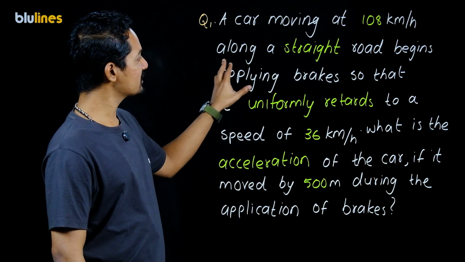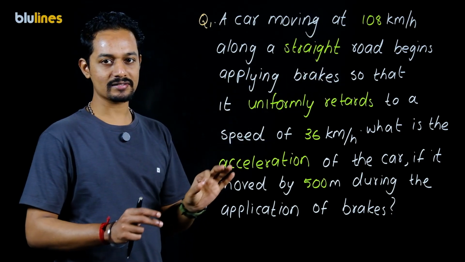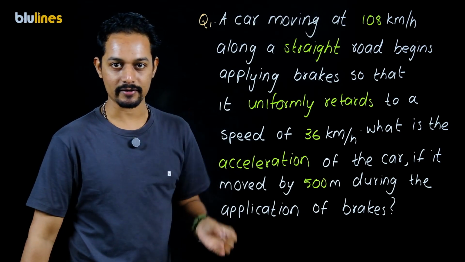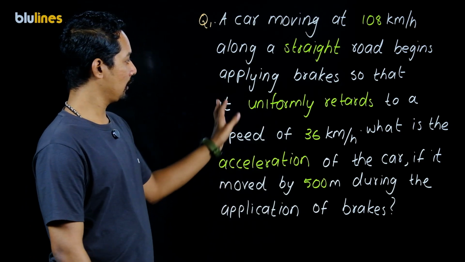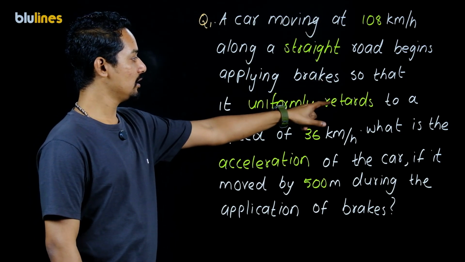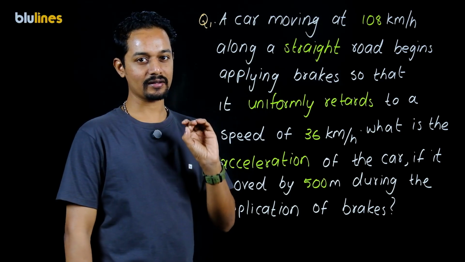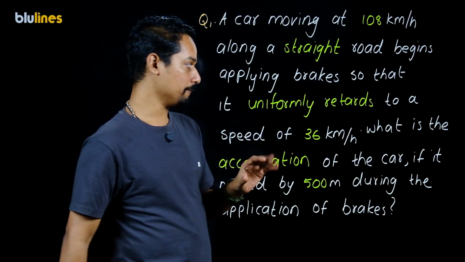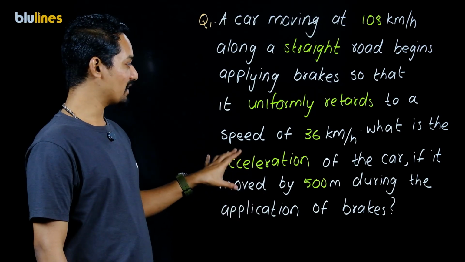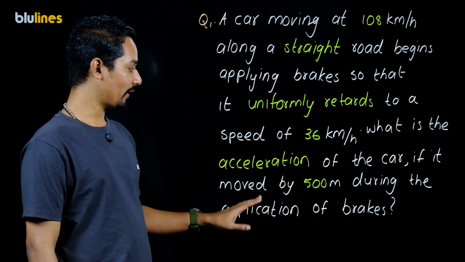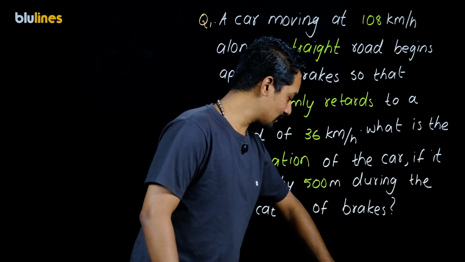Then it is given that along a straight road. Whenever it is mentioned straight, it means that it is going in a unique direction, or the direction is not changing. The speed becomes simply velocity. Applying brakes so that it uniformly retards. Whenever you have this word retards, it means negative acceleration. So the acceleration must be given the negative sign. To a speed of 36 km per hour, what is the acceleration of the car? They have asked what is the acceleration of the car if it moved by 500 meters. Distance is given. So now let's write all the data that is given to us.